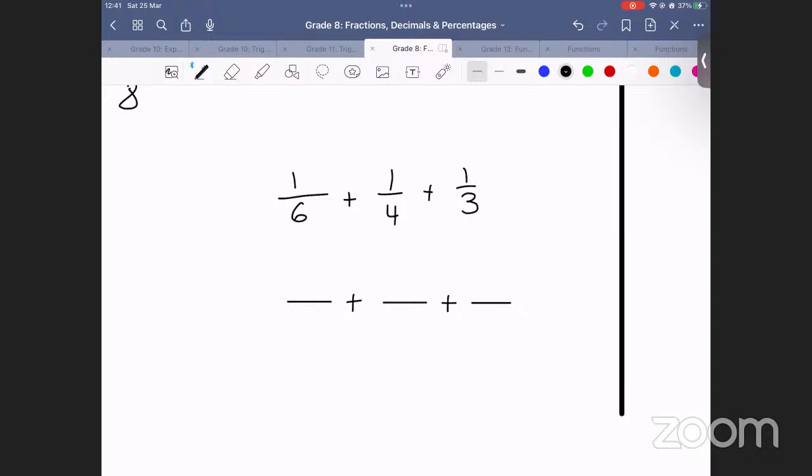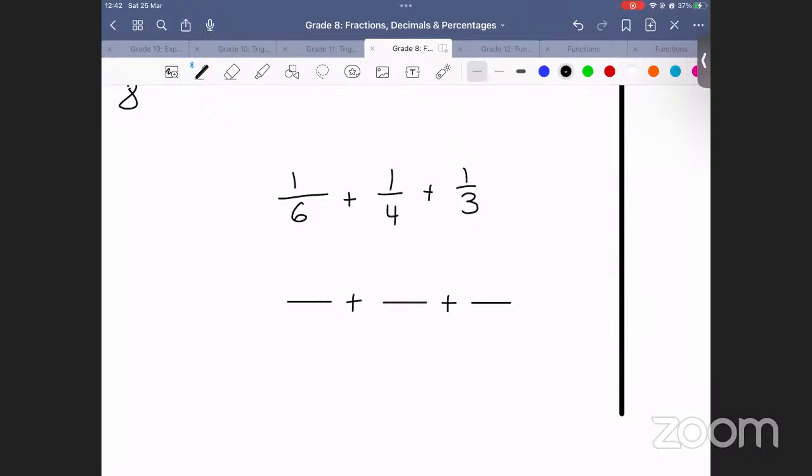What's the LCD, the lowest common denominator? Someone tell me, what's the LCD between 6, 4, and 3? Anyone? Lowest common denominator between 6, 4, and 3. Lowest common multiple is 12. Correct. So lowest common denominator, lowest common multiple, both the same thing.